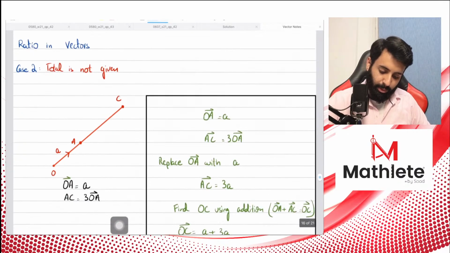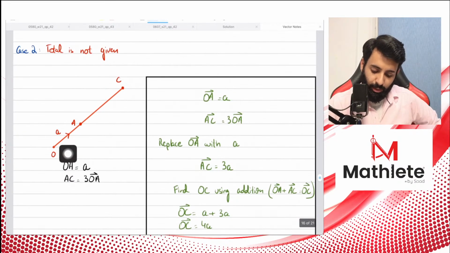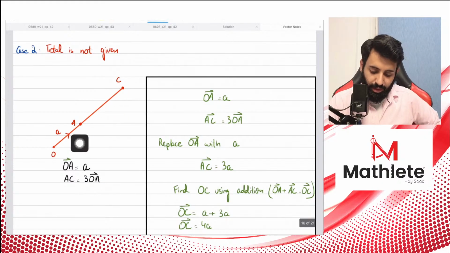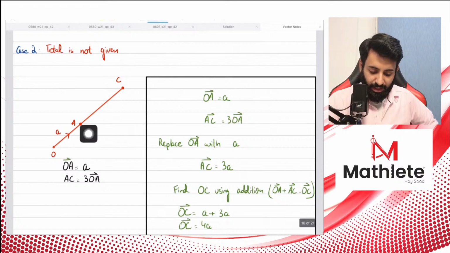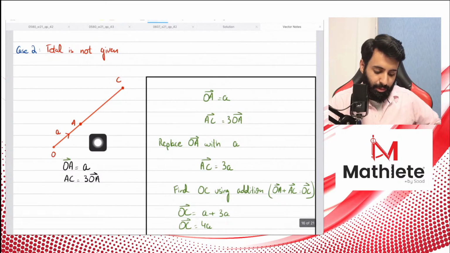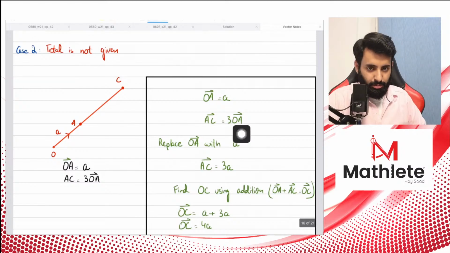Case 2 is when the total is not given. Okay, so here's another example. You can see that OA is equal to A, and AC is equal to 3 times OA. So that means AC is basically 3 times OA. Here we don't have to write any vector as a fraction of the total, because the good thing is, out of these two vectors, AC and OA, we already know one vector.